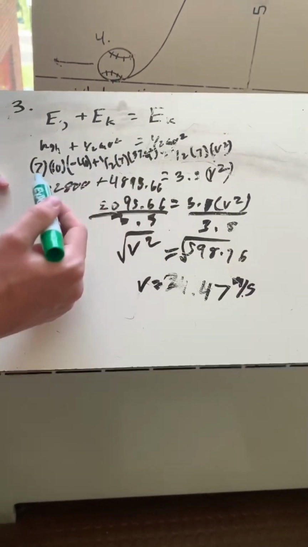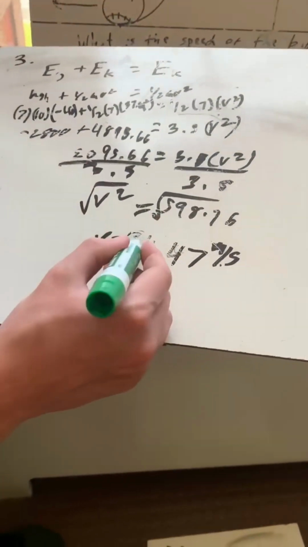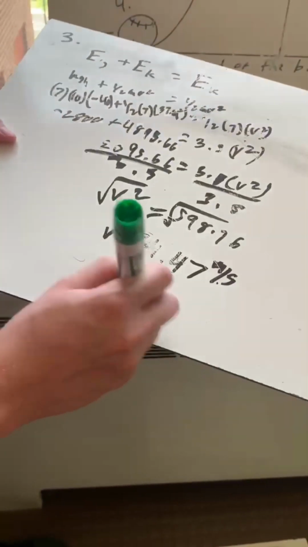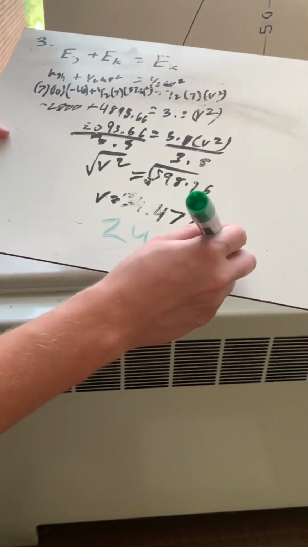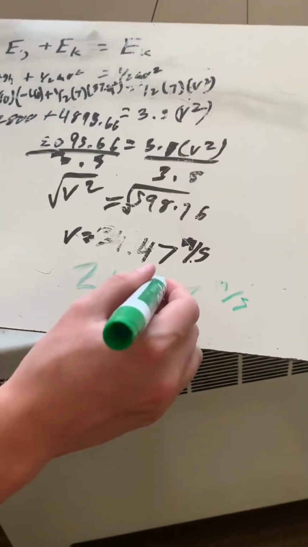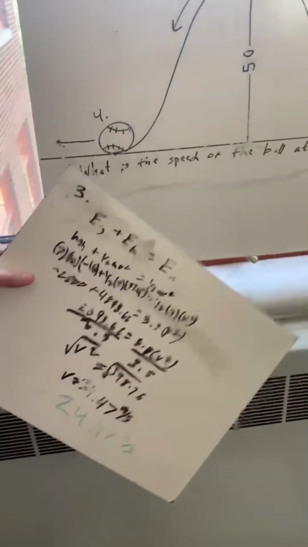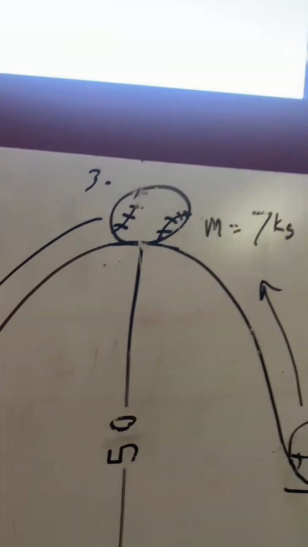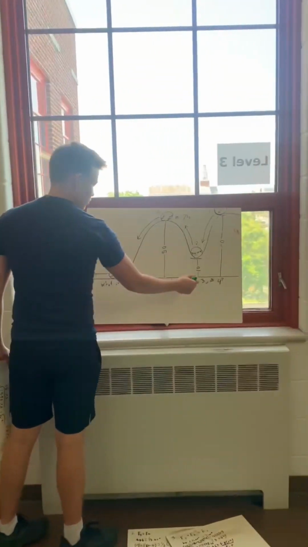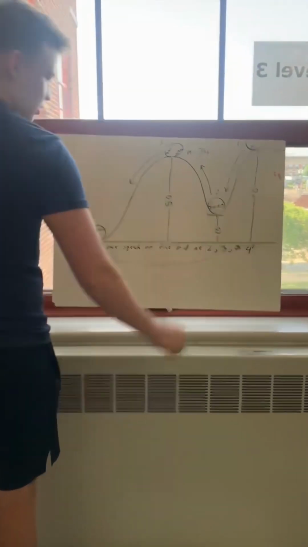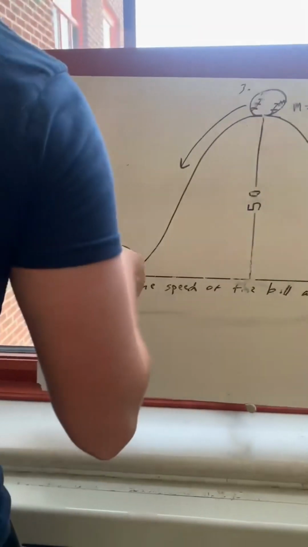Now we sub it in. Add these together, multiply, divide, square root, crunch the numbers. It should be 24.47 meters per second. It's kind of hard to see there, but 24.47 meters per second is its speed at position 3. All right, so we have found 2 and 3. Now we need to find 4, the speed at 4.